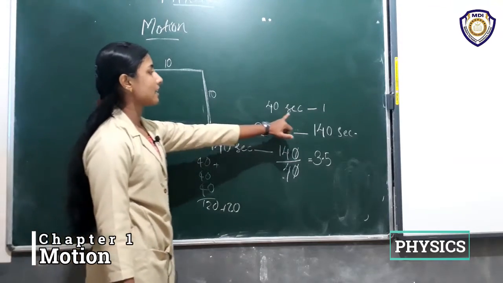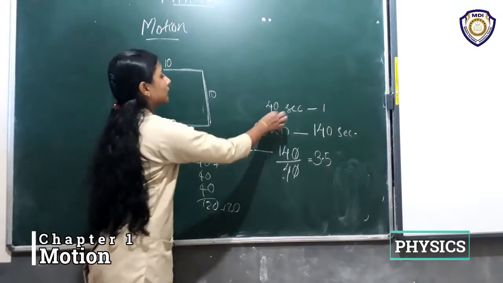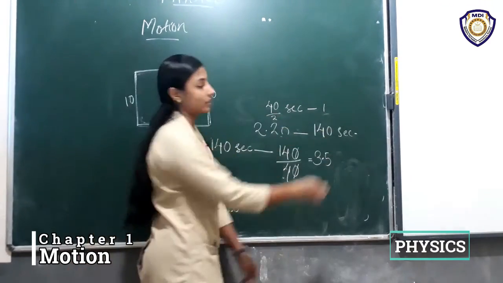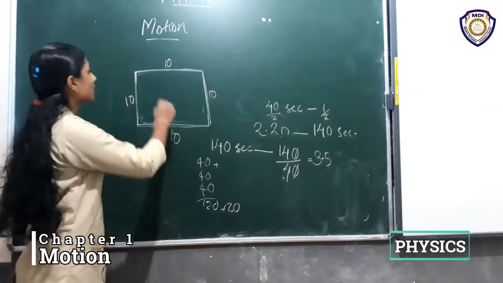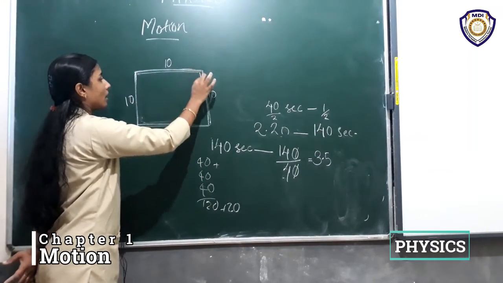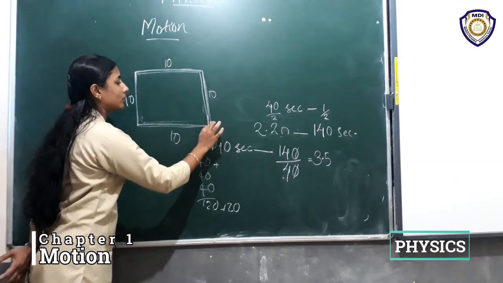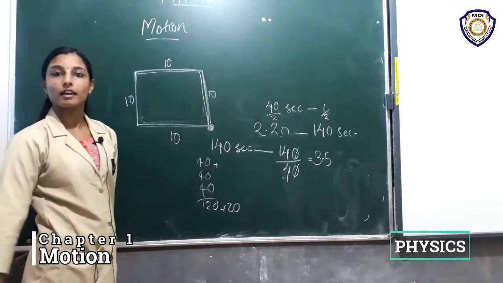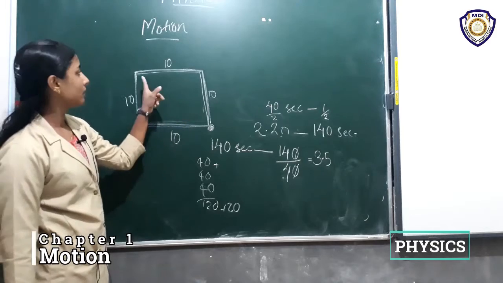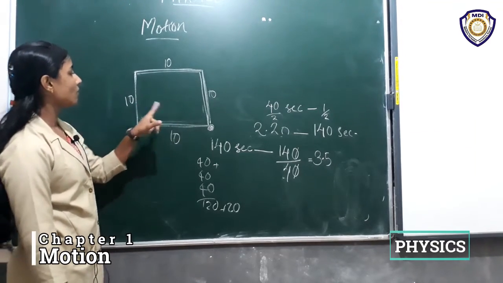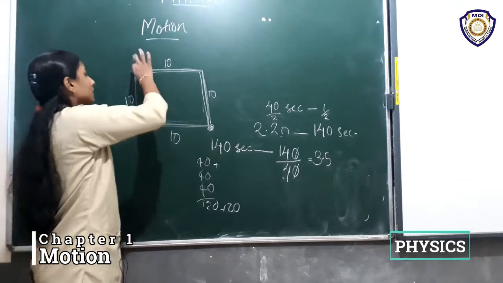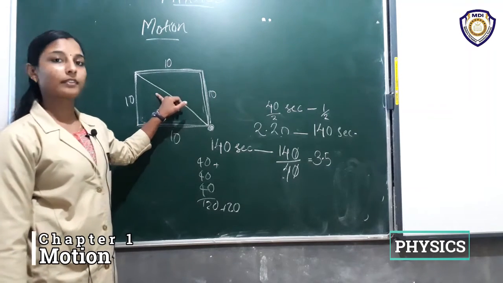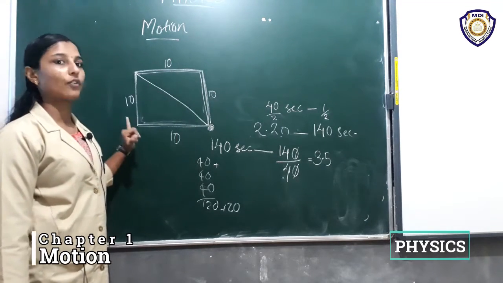In 40 seconds he covers one round, so in 20 seconds, divided by 2, it is half a round, right? Half round means the farmer is here, now the final position is here, so after 2 minutes 20 seconds the farmer is here. So what will be the displacement? This is the distance, right? And this will be the displacement. What does it mean? This is the diagonal of this square field, right?